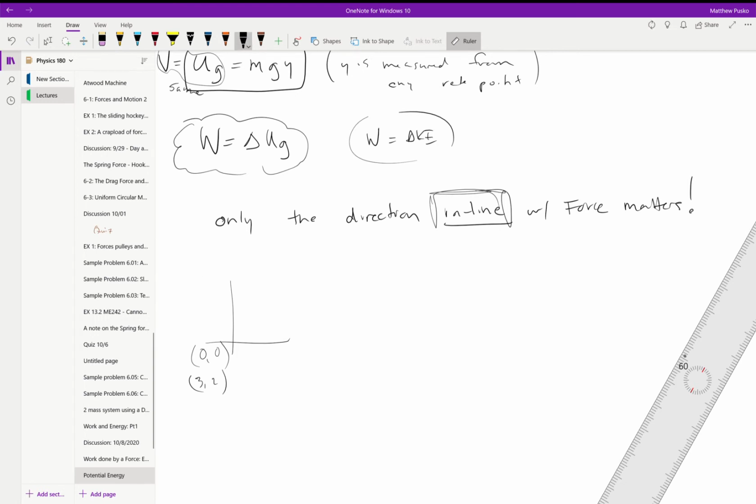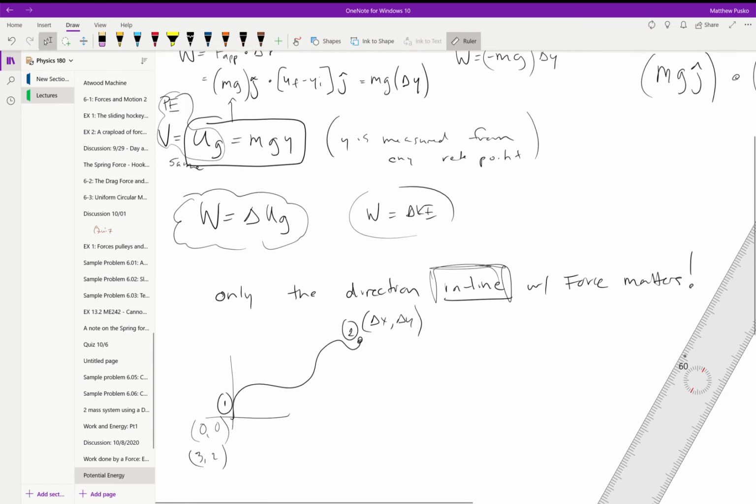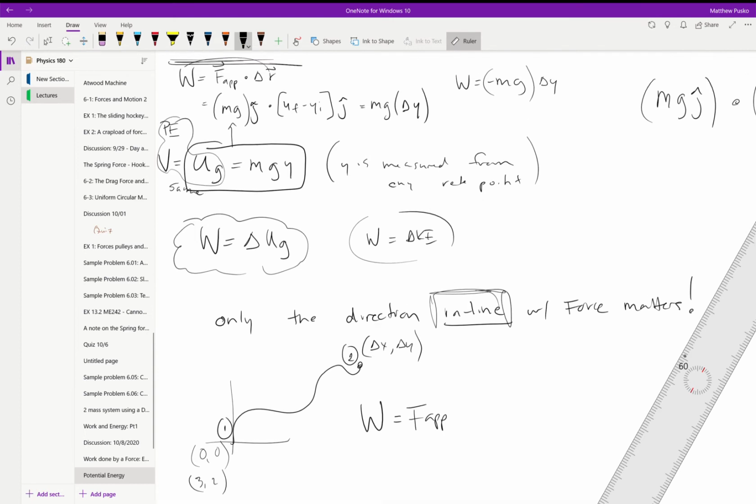But what I want to show you is, what if we took some path up to here, to some delta x and some delta y from our initial point. So here's our initial point 1 and here's our final point 2. Then that means we would be looking at the work being done being equal to that applied force that we did before up here, dotted into the delta r vector.